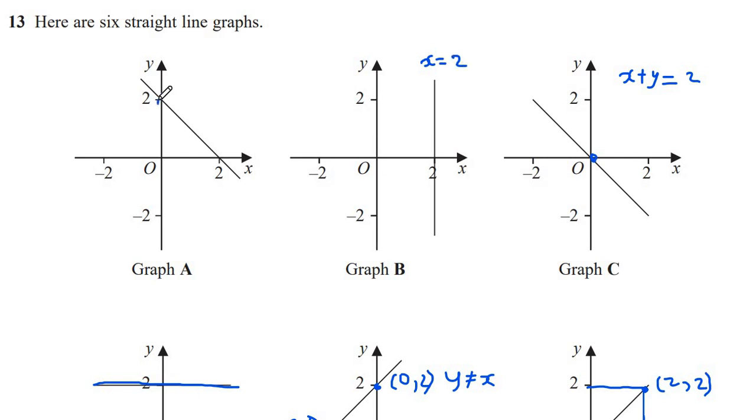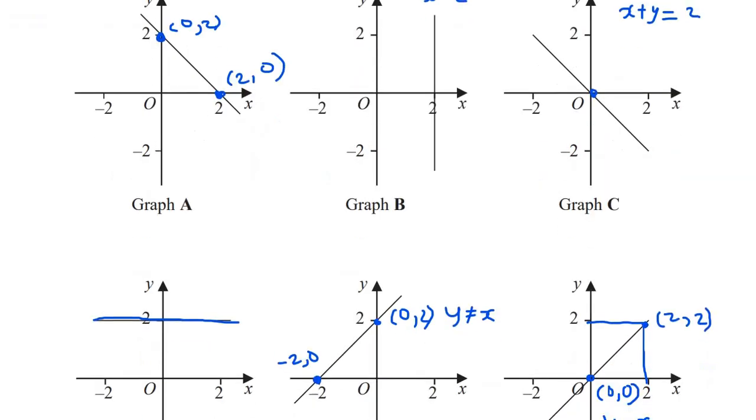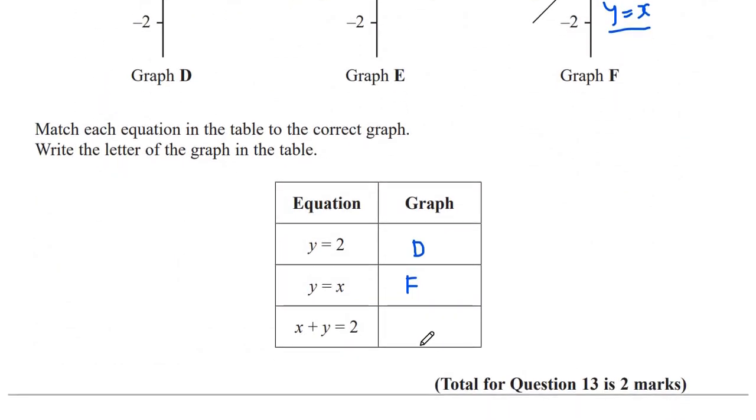So let's check this. This is a point on this line, and that is (0, 2). So this works. 0 plus 2 is 2. So let's check for another point. This point is (2, 0). So yes, 2 plus 0 equals 2. So definitely graph A represents x plus y equal to 2. So this is graph A.